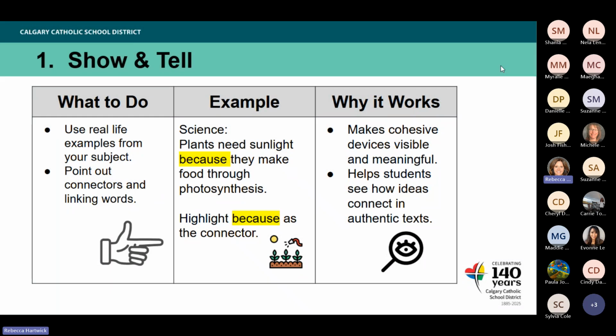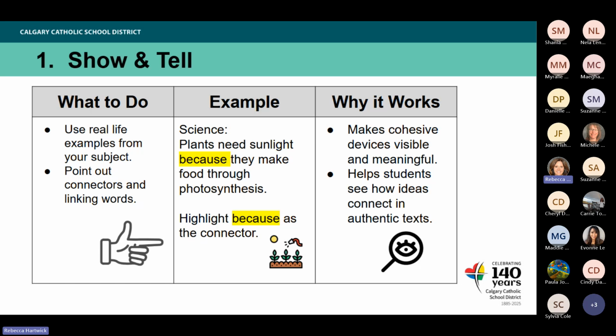So the first one we have is show and tell. So what to do? When we are showing and telling cohesive devices, you would use real life examples from your subject. Point out connectors and linking words. An example in science would be: plants need sunlight because they make food through photosynthesis. You could highlight or underline the word because as the connector.